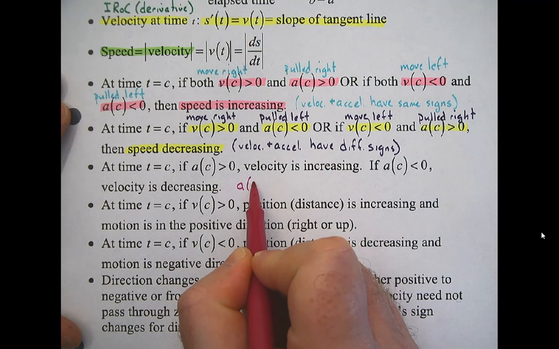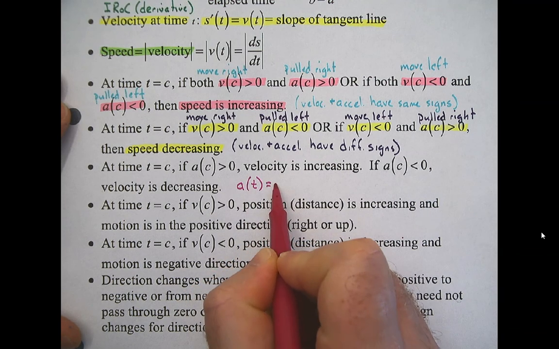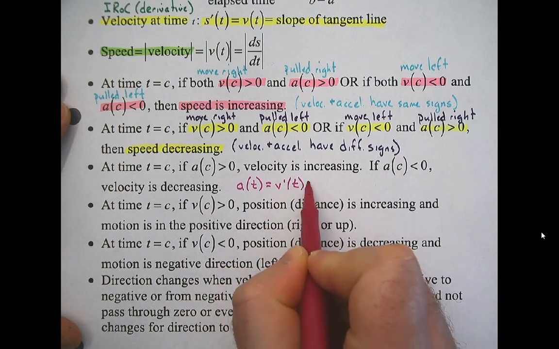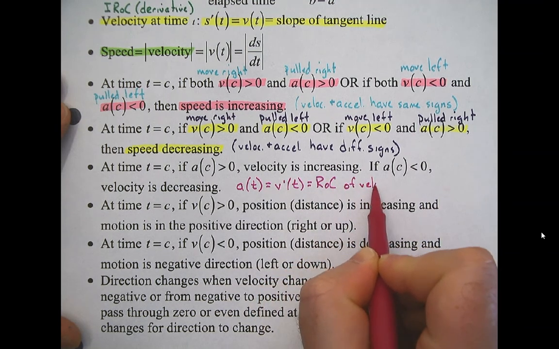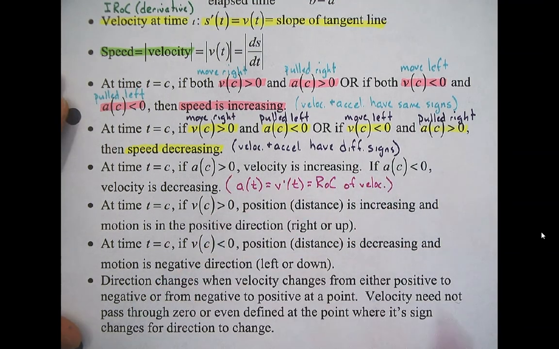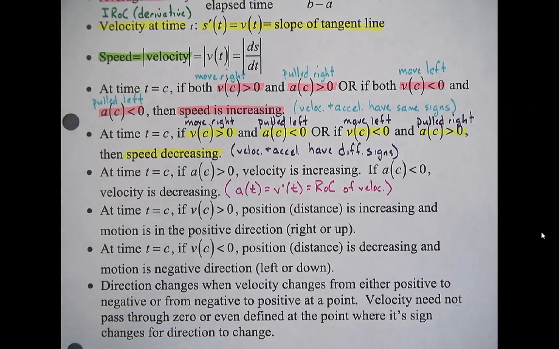acceleration is equal to the derivative of velocity, which is the rate of change of velocity. So hopefully that makes sense, right? I mean, if my acceleration is positive, then my velocity has to be getting bigger. Now, if I'm going to the left and my velocity is getting bigger, that means I'm slowing down because my velocity is negative. But if my velocity is increasing, I'm slowing down because I'm getting pulled in the other direction.